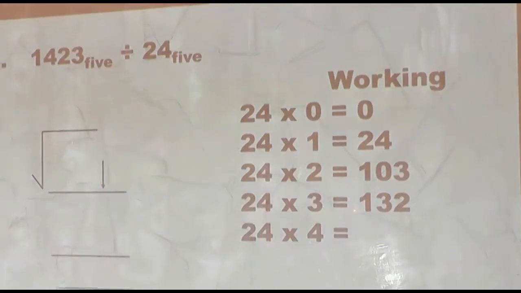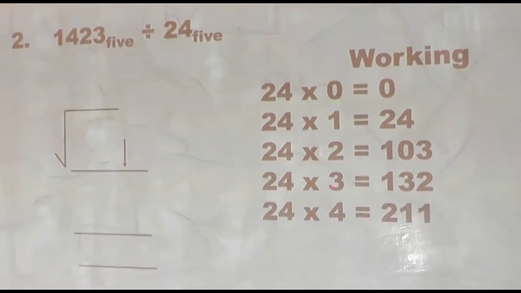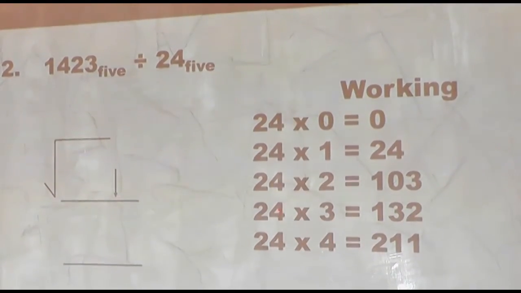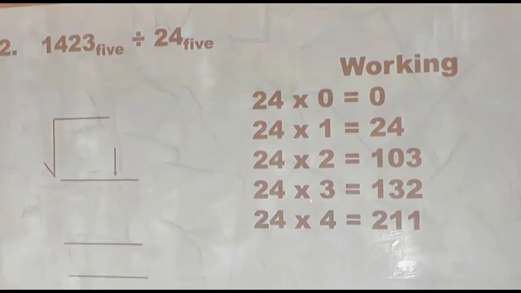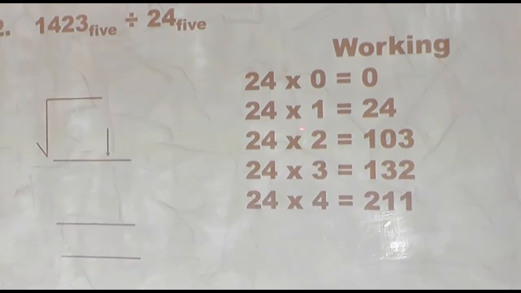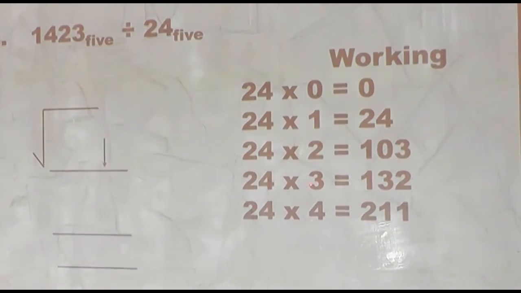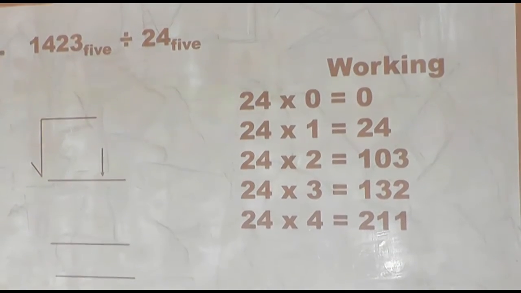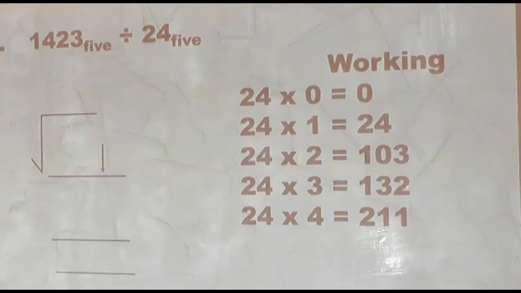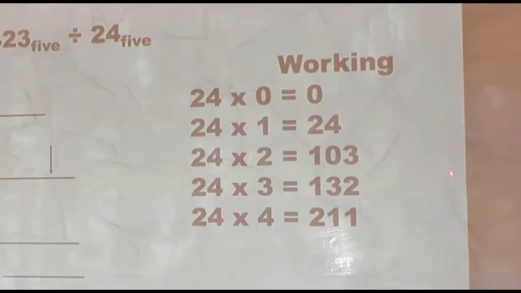Also, we have 24 times 3. 24 times 3 in base 5. We will have 3 times 4 here will give 12. Now, how many bundles of 5s can we find in 12? Like, how many groups of 5 are there in 12? You will agree with me that you can find 2 groups of 5 in 12, then remainder of 2. So I write the 2, carry 2.